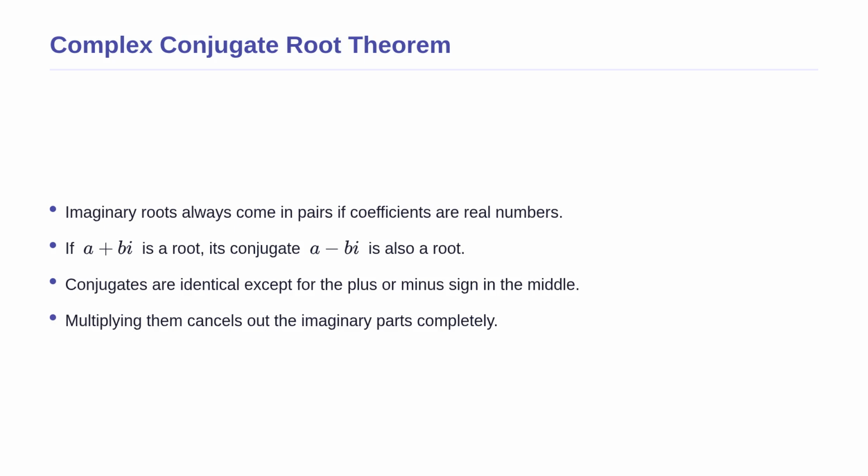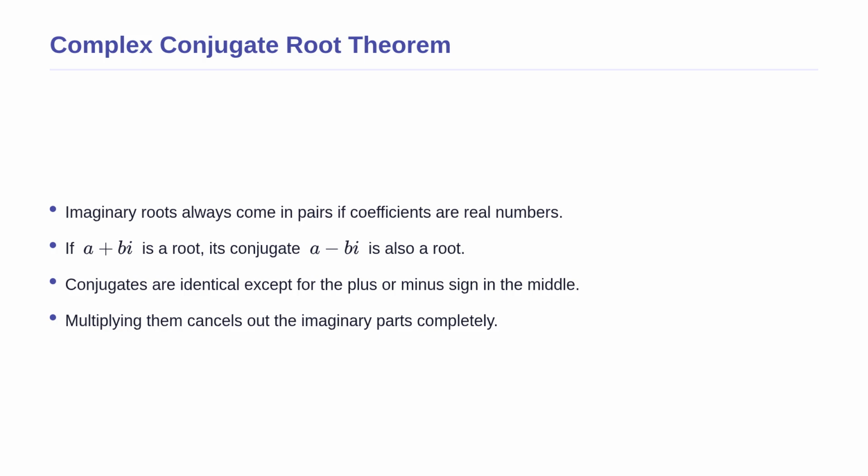Now that we understand our goal, let us begin with the fascinating behavior of imaginary roots. In the real world, certain things only ever come in pairs, like shoes or gloves. A very similar rule applies in algebra. The complex conjugate root theorem states that if a polynomial has only real numbers as its coefficients, any imaginary root must have a partner. If a plus bi is a root, then a minus bi must also be a root.